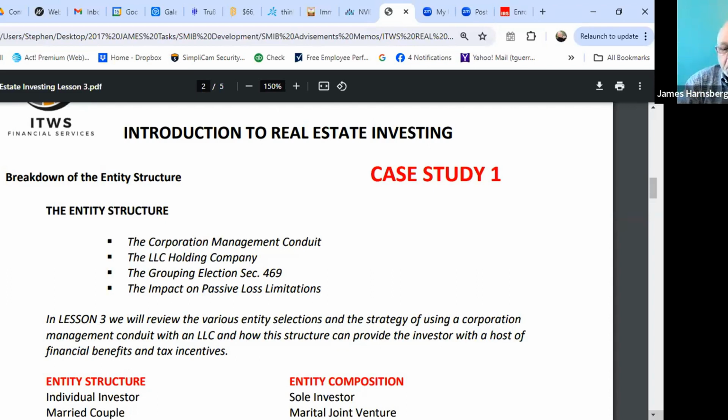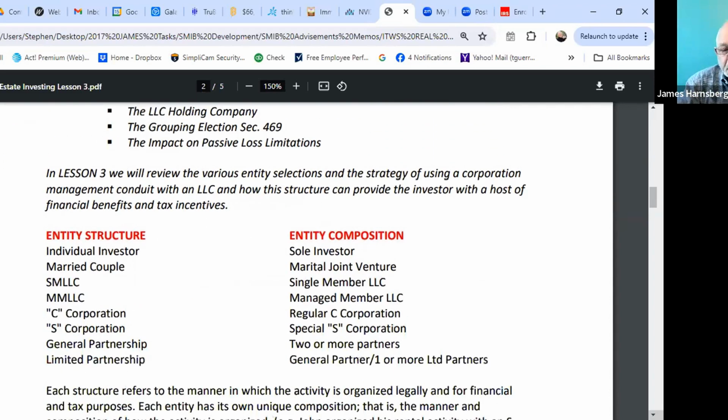So again, we can look at the different ways that we can own real estate or different entity structures: an individual investor, a married couple that would be a marital joint venture, single member LLC, a managed member LLC, C corporation, S corporation, general partnership, and limited partnership.